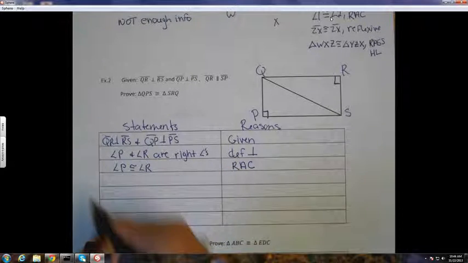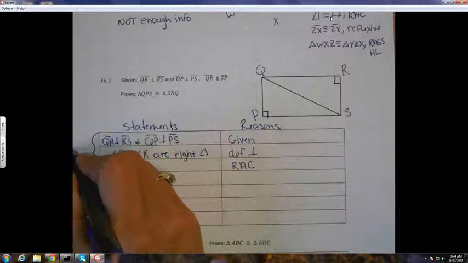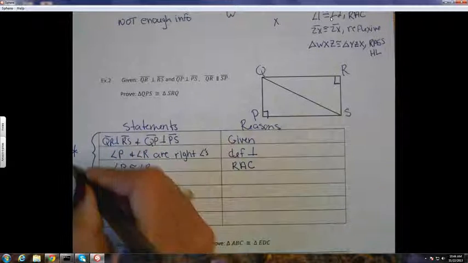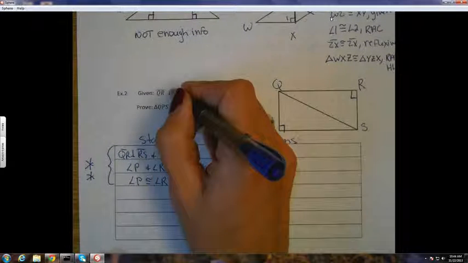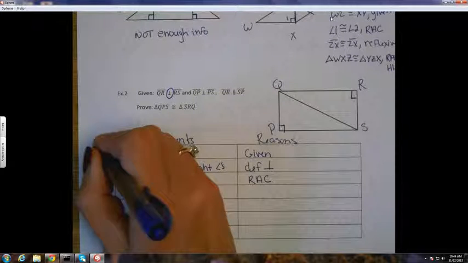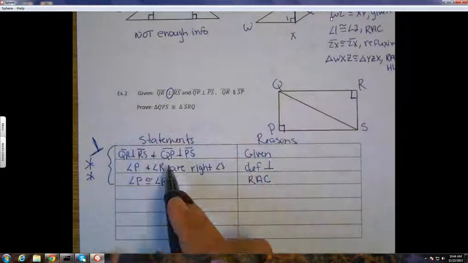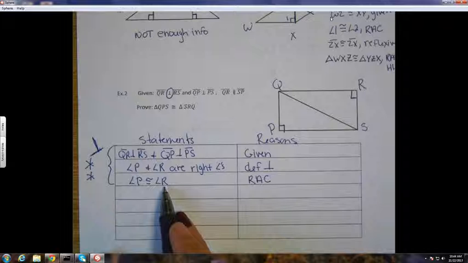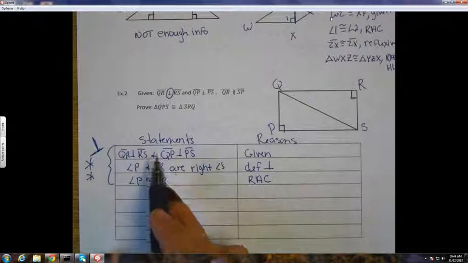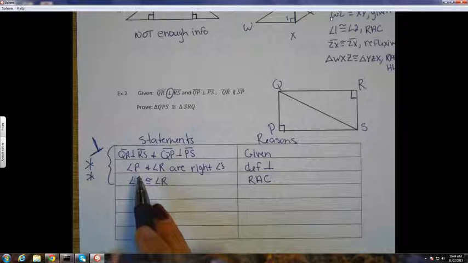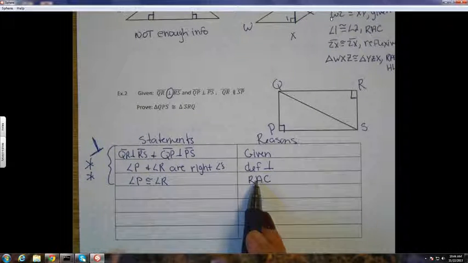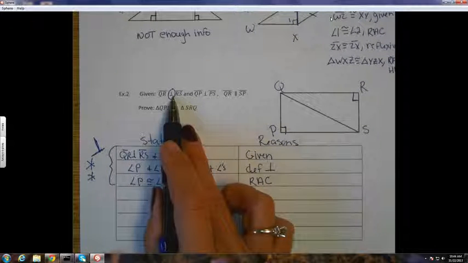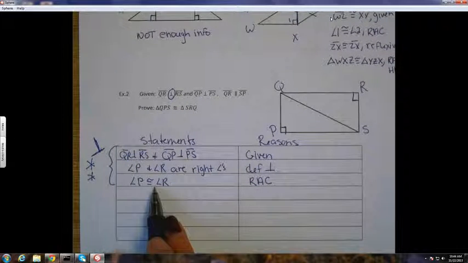Okay, I'm going to ask you to put a big star here, a couple of stars. If your given starts out with perpendicular, it takes 3 lines to get to the congruent part. You got to start with the perpendicular given, then say you've got right angles by definition of perpendicular, then say they're congruent by RAC. Every single time perpendicular is in the given, it takes 3 lines to get to the congruent. So if you have that starred, you can look back.